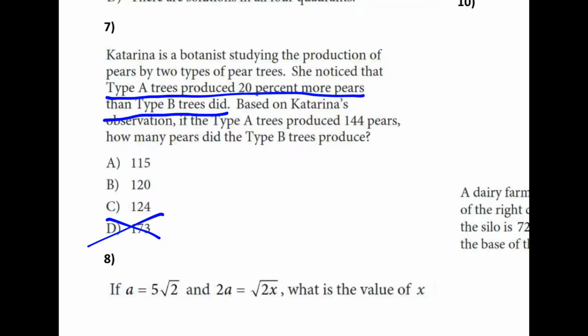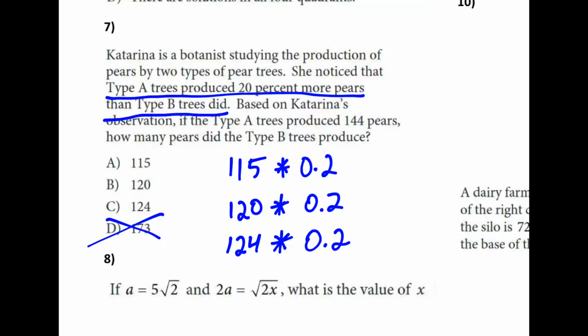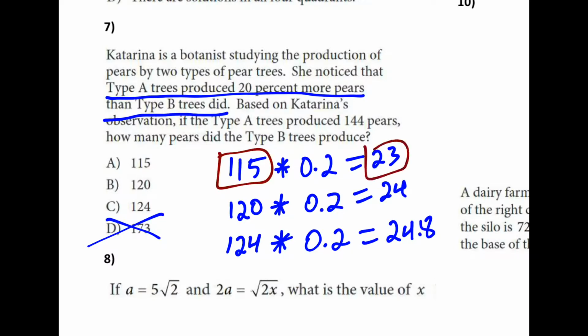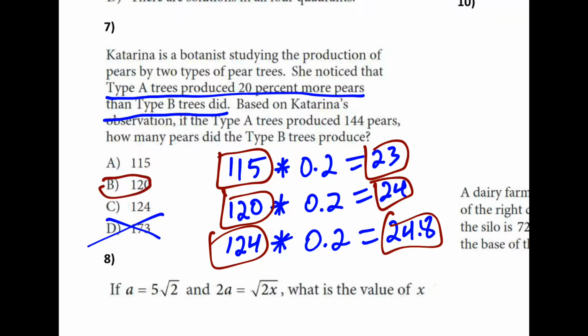And we're trying to figure out 144 pears is 20% more than which of these numbers. So one kind of roundabout guess and check way would be to figure out what 20% of each of these numbers is. And it turns out those are the numbers, and if we were to add them to the original, which of these has a sum of 144? And you could find the answer, B, 120.